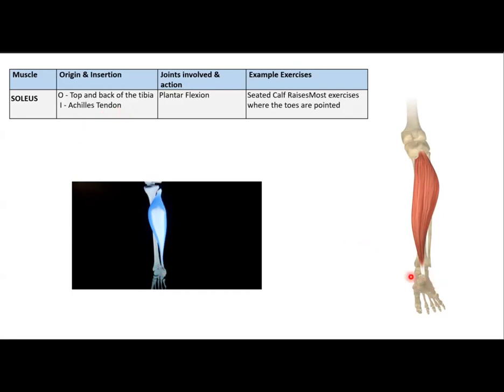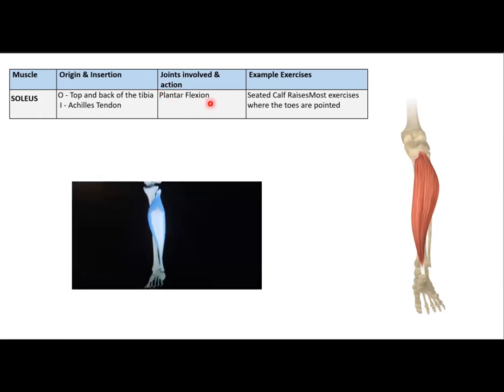You see this one is your calcaneus, the bone of your heel. And this is your Achilles tendon. So it goes into your Achilles tendon. This is your soleus muscle. And this one is not doing any knee flexion. It only does the same as your gastrocnemius, also a plantar flexion. Okay.